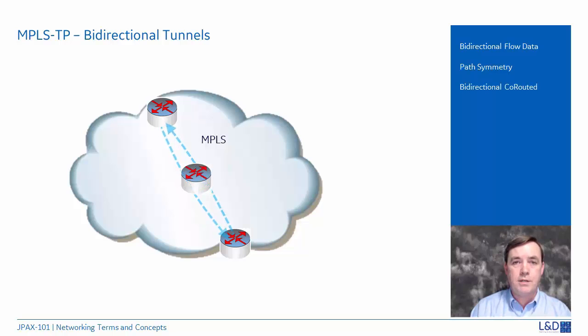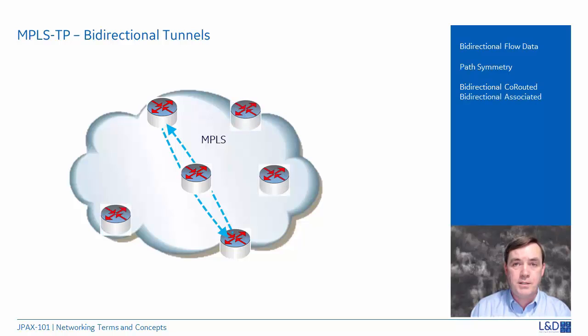Bidirectional co-routed tunnels are defined when two LSPs share the identical member path nodes. This assures that the LSP from node A to node B transits the same nodes as the LSP from node B to node A, just in reverse. This type of tunnel is used when node performance or reliability as well as hop counts are important.